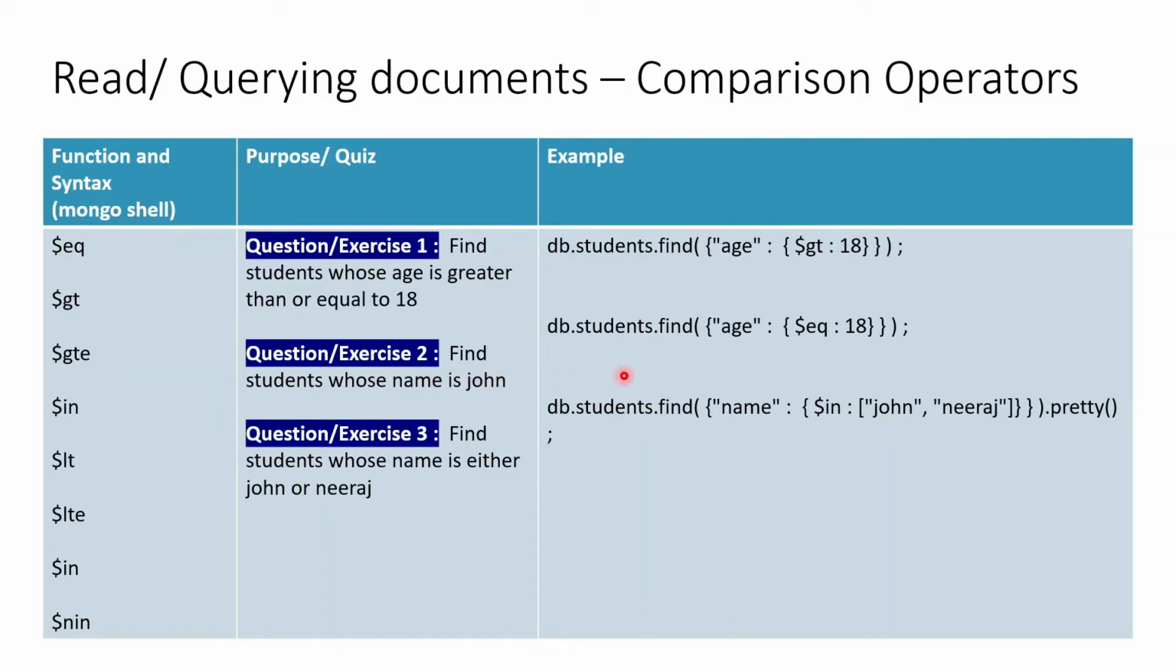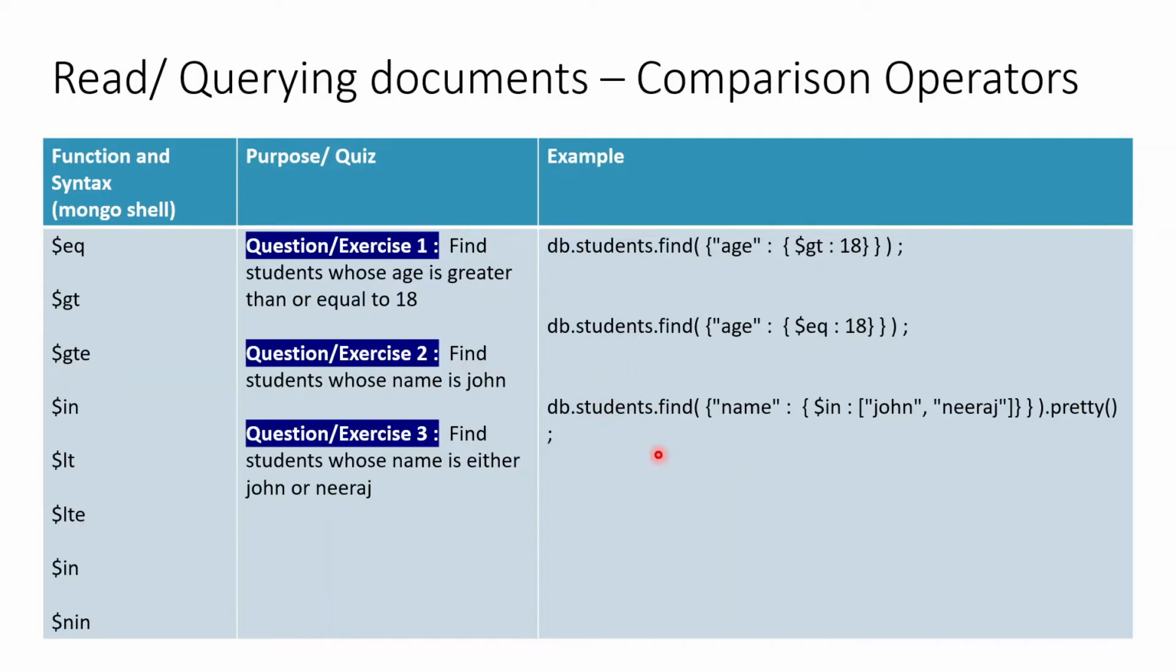Now the second operator which we are going to talk about is equal. I am not looking for greater than, in fact I am looking for the equal operator, where I want to find out all the students whose age is exactly 18. So this is how I can find out those students using $eq. Let us move further.